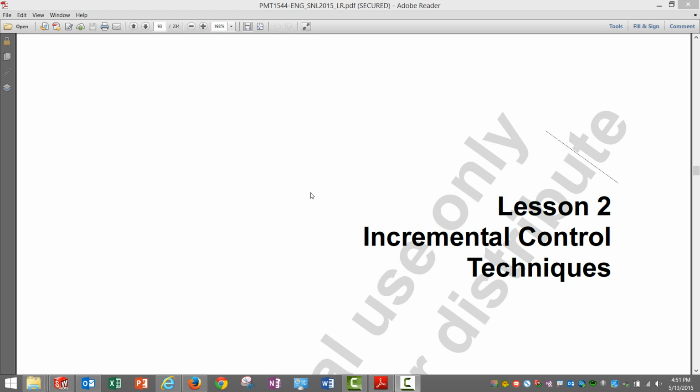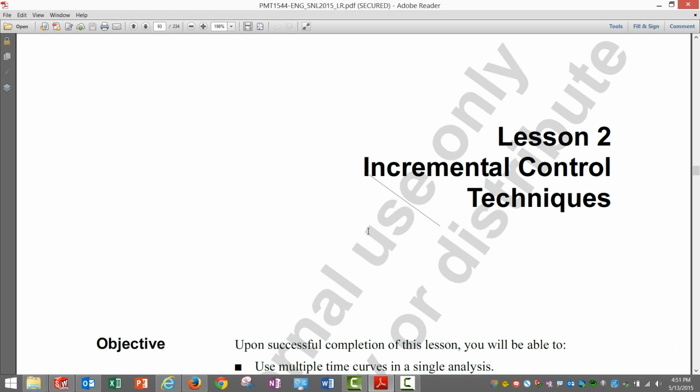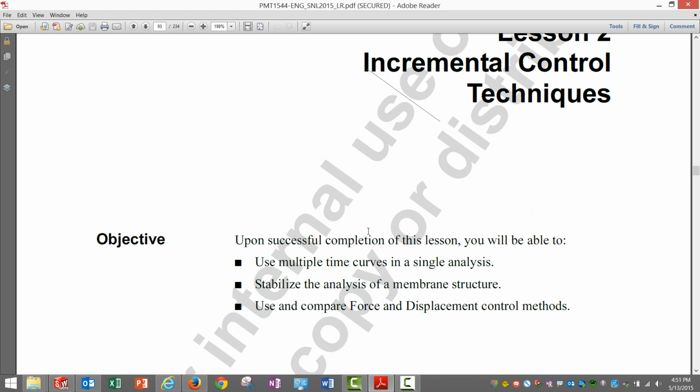Okay, so today we'll have a look at lesson number 2. This is a nice lesson in the sense there are two major concepts of nonlinear analysis that are covered here. The topic is incremental control techniques, and we are seeing how these two techniques, one of them is force control technique and the second one is displacement control technique.